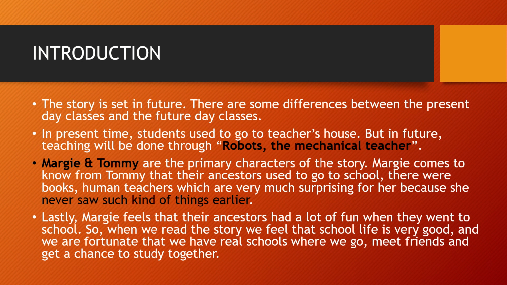Margie and Tommy are the primary characters of the story. Margie comes to know from Tommy that their ancestors used to go to school and there were books and human teachers, which are very surprising for her because she never saw such things earlier. So, it is quite natural that when someone is getting all the lessons through a robot and suddenly she hears that long ago some human teachers were there to teach the humans. Okay, so this is very surprising for her.